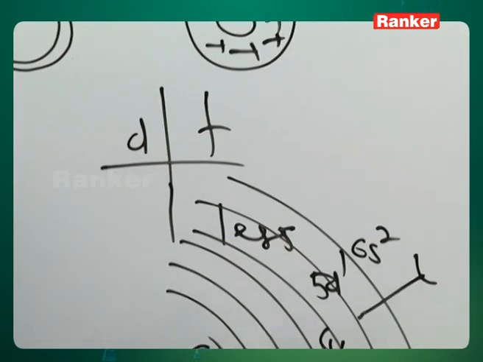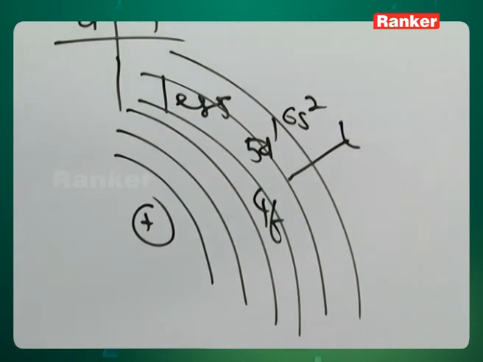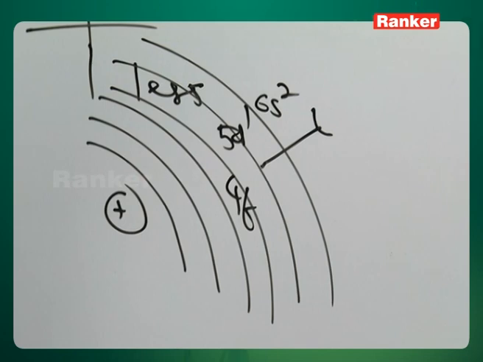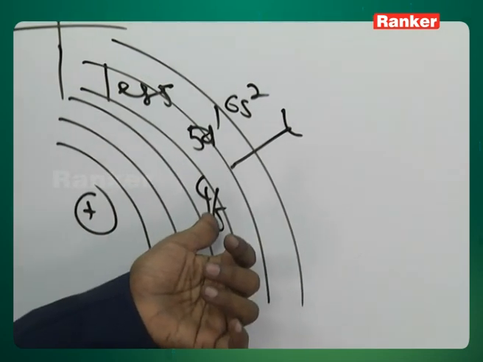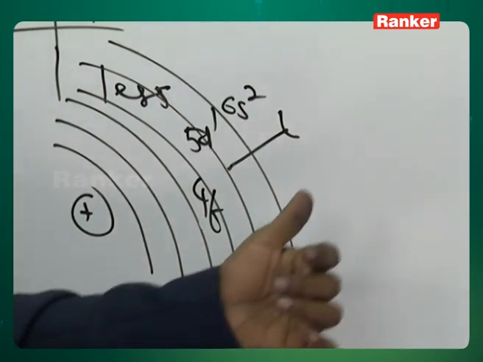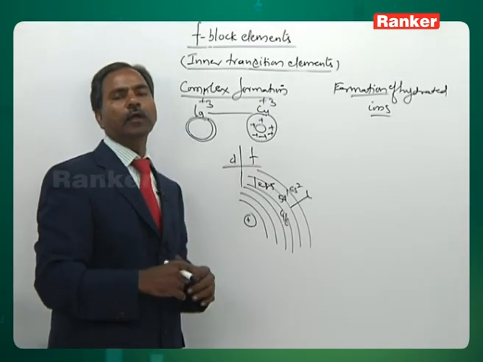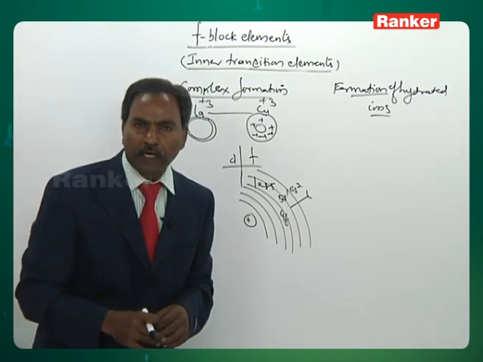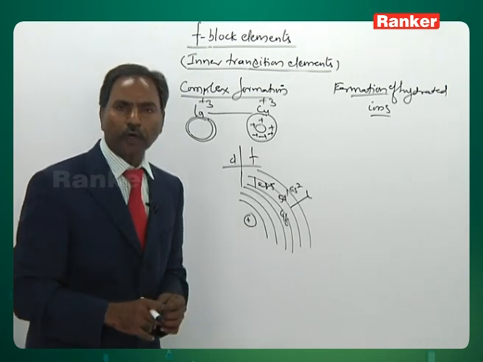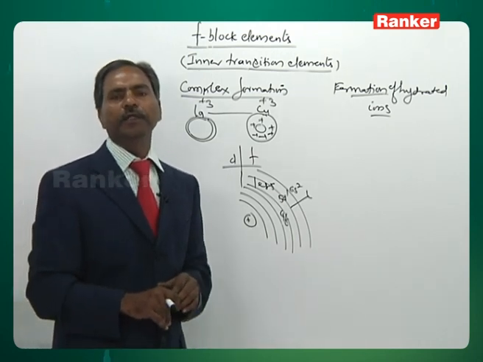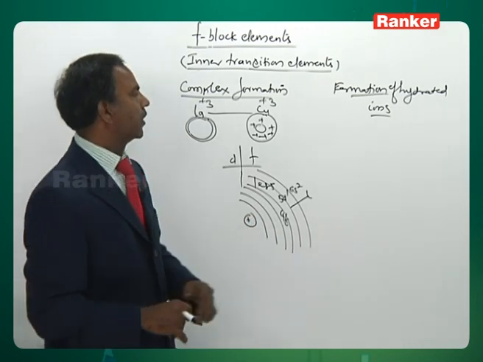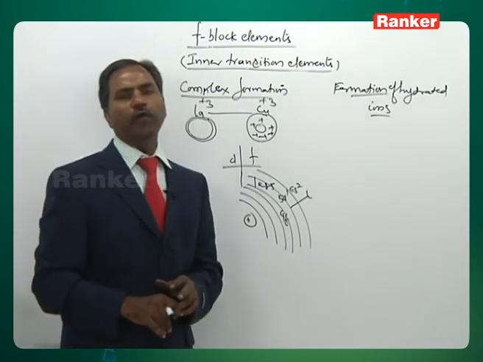Why? Clearly observe, in the case of the sixth shell, the d orbitals are near to the ligands, as d orbitals are there in the penultimate shell. But you consider F orbitals, you are clearly looking on the board, F orbitals are deeply seated in the antepenultimate shell. Therefore, the ligand is away from the F orbitals. Therefore, the way d orbitals interact with the ligands, F orbitals cannot interact similarly. Therefore, the tendency of formation of complexes by lanthanides is found to be less in comparison to D block elements. Next, let us see the formation of hydrated ions.